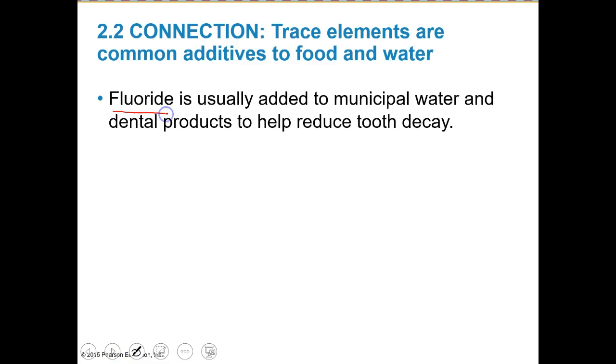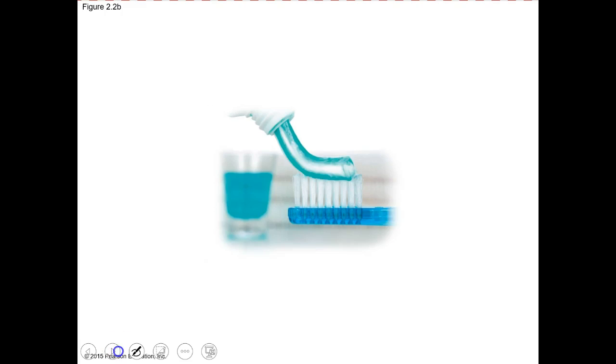Fluoride's usually added to municipal water, and that helps with dental products and may reduce tooth decay. This is something we know of, but I've actually seen research that suggests this may or may not be necessary. But that's science. It's always changing a little bit. So this is what we did know before, and if it changes, things will get updated.